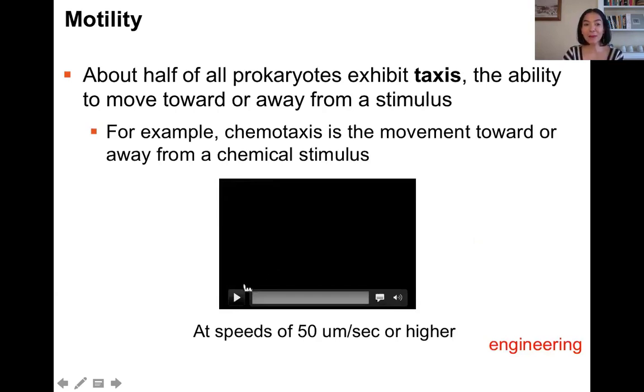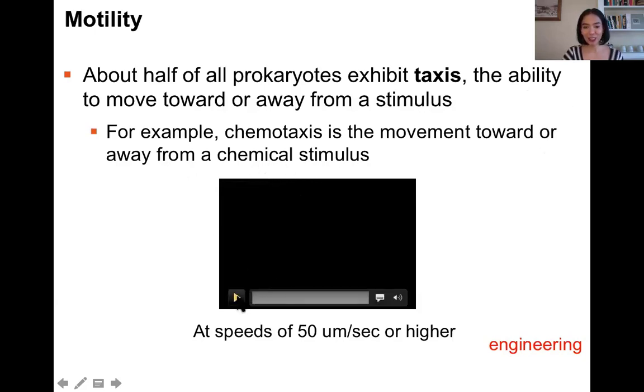And these bacteria or prokaryotes, because also archaea have this ability to have flagellum, they can have phototaxis or some sort of taxis, which is that they can move towards or away from a stimulus. That's what taxis means. And chemotaxis, for example, means that they move towards or away from a chemical.